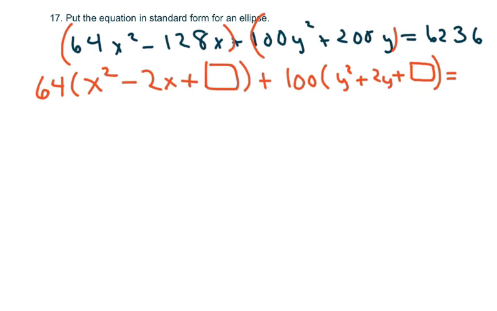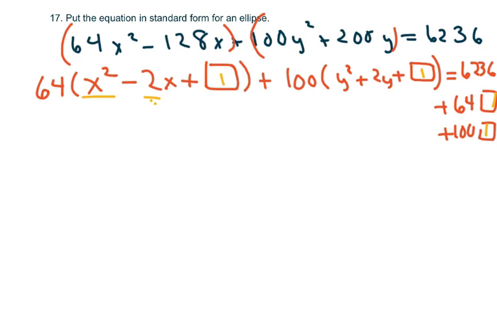and this is going to equal 6,236, and then we have to add 64 times whatever we do to complete the square, plus 100 times whatever we put in the square. So basically, to complete the square, and again, you should already know these. I do have videos explaining this more, but you take half of your b part, half of 2 is 1, square it, and you get 1. Same thing here. So basically, we're just putting 1 here.